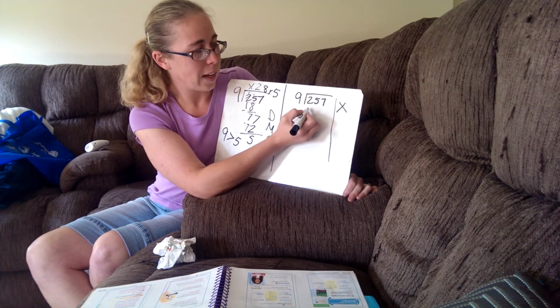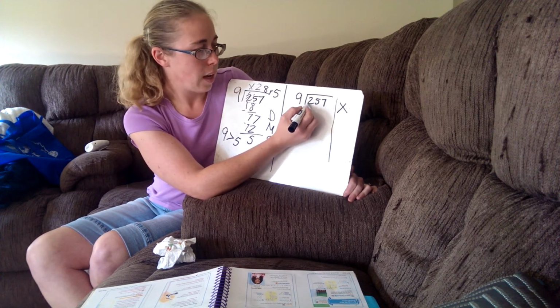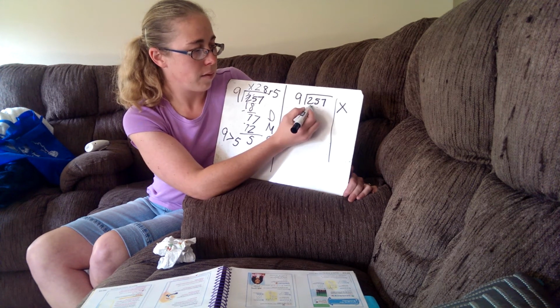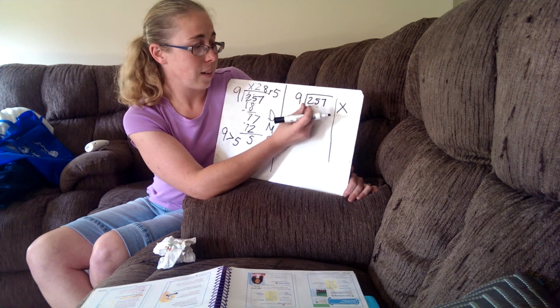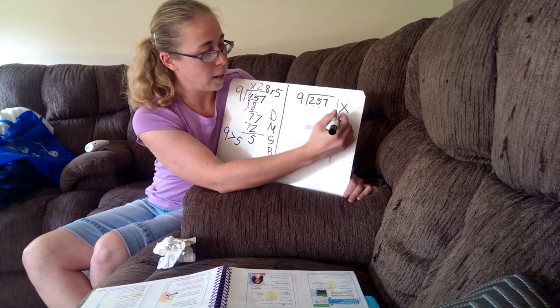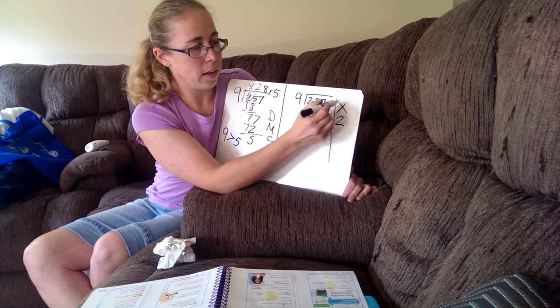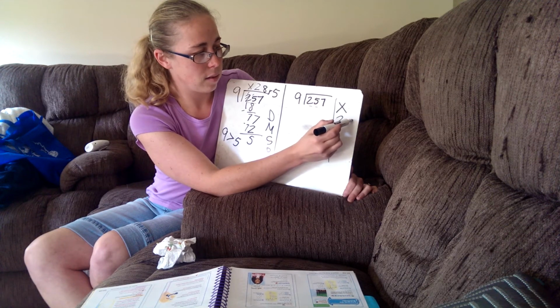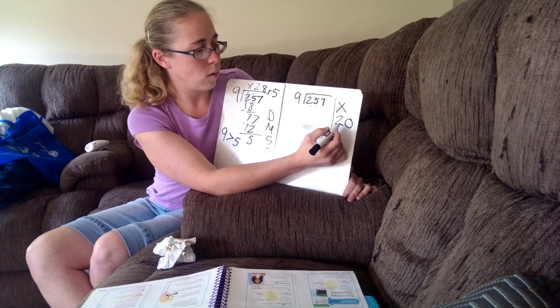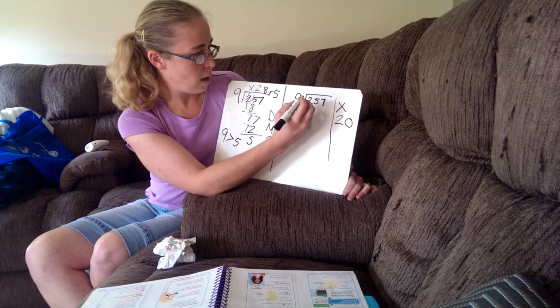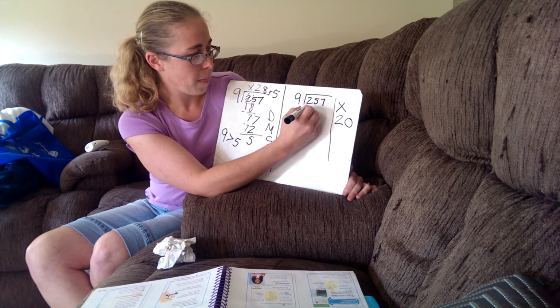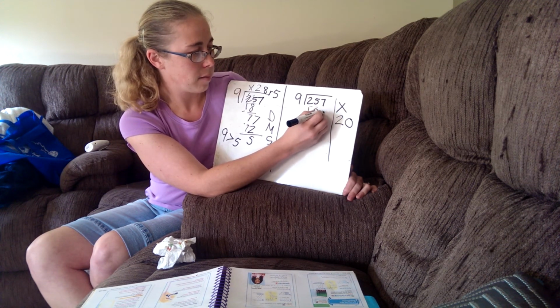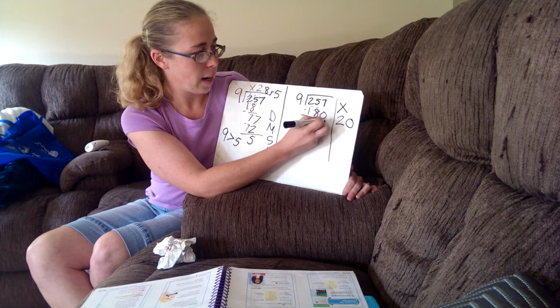So then I look into the tens column. Can I divide 25 by 9? Yes, I definitely can. I can do it 2 times. But I'm not in the ones column, I'm in the hundreds, tens. So 20 times 9 would give me 180. And we'll subtract.